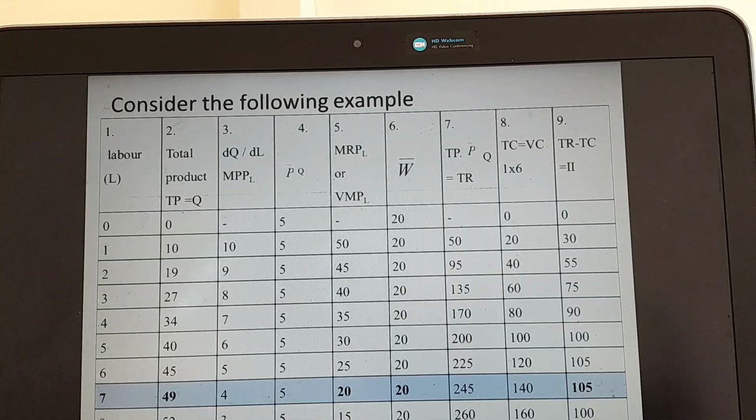Then the difference between total revenue and the total cost, the maximum is 105.